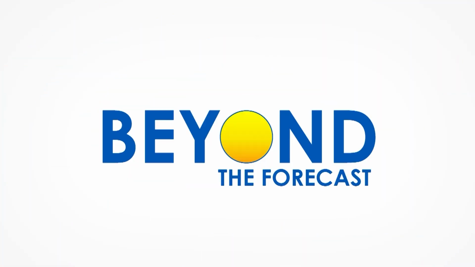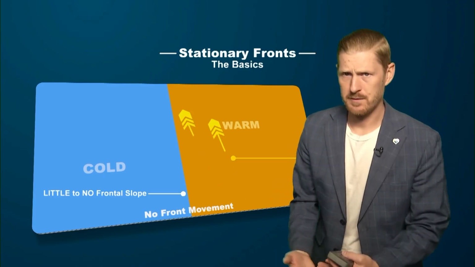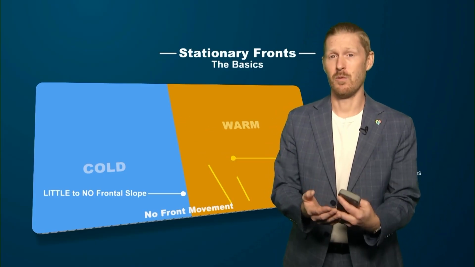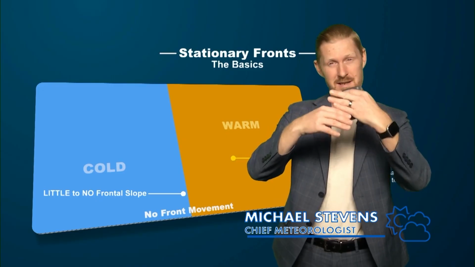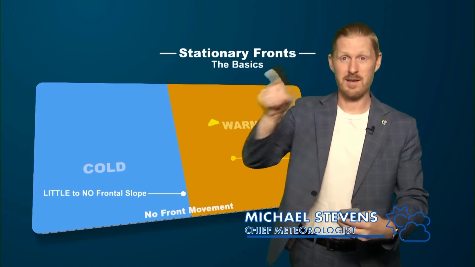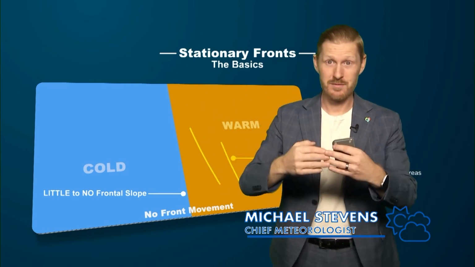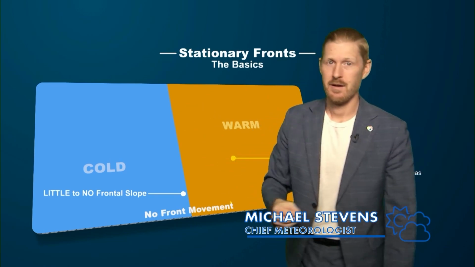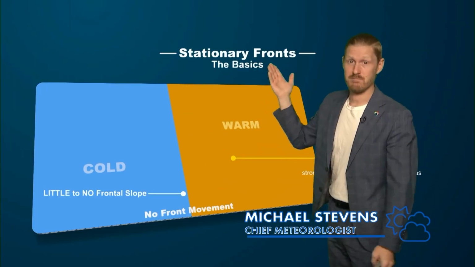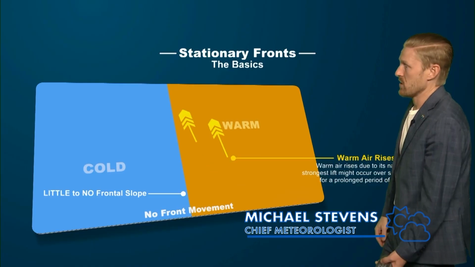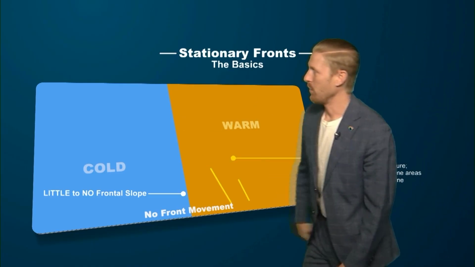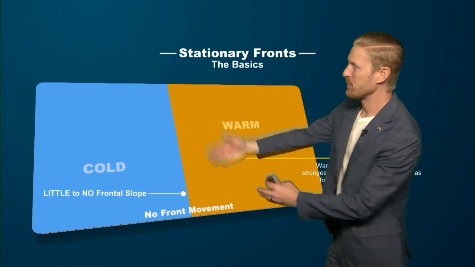Now, stationary fronts. This one sounds a little bit different. And this is where you have the cold front and warm front kind of together on a surface map, but you see the reds and the blues connected. They're not purple, it's not occluded, it's stationary. And it does exactly what the name says. It's stationary. There's no front movement. So you have little to no frontal slope at all.